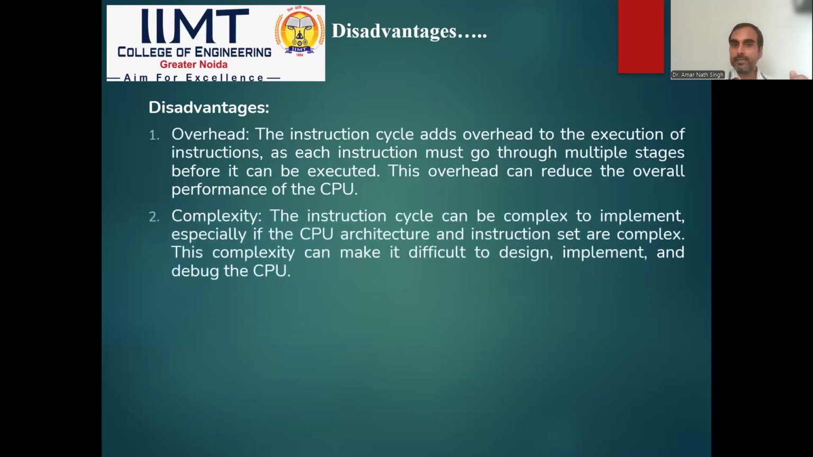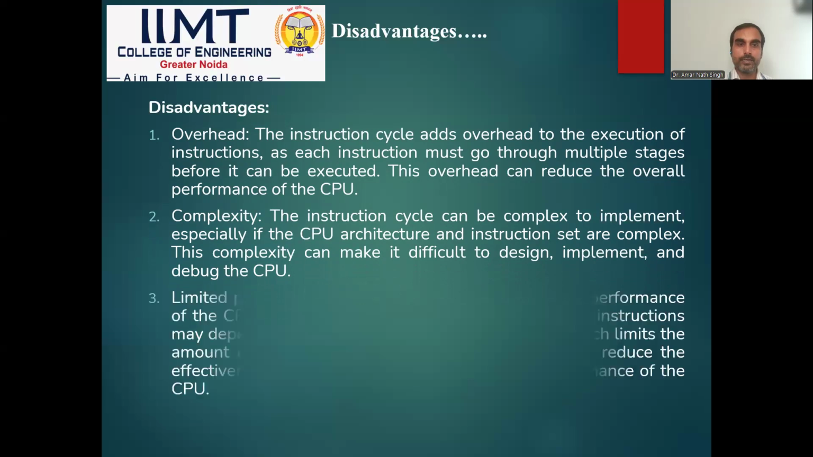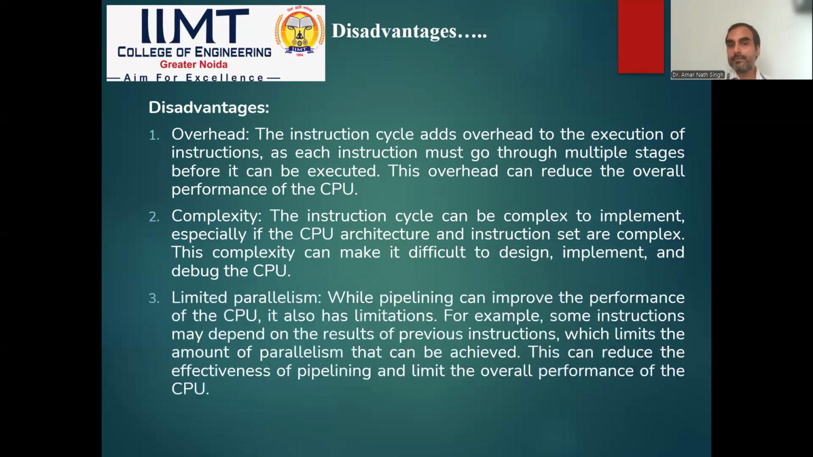Second is complexity. Yes, of course, if you consider complex instructions, then the CPU architecture also has to be enhanced, and that also bears a cost expenditure, right? And limited parallelism. When you consider pipelining, if you want to improve CPU performance, that is also limited because the performance can be limited by the CPU architecture only, right?